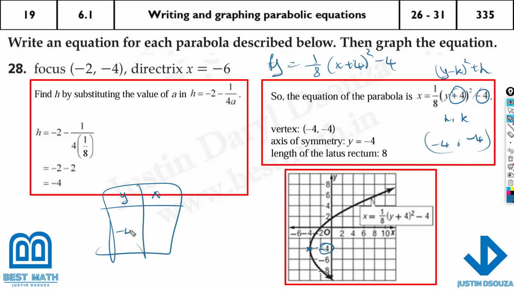Minus 4. So minus 4 is here. We'll take minus 3, minus 2, and over here we will take lesser values than minus 4: minus 6, minus 5, minus 3, minus 2. These are enough. Now let me show you how to put it in the calculator.